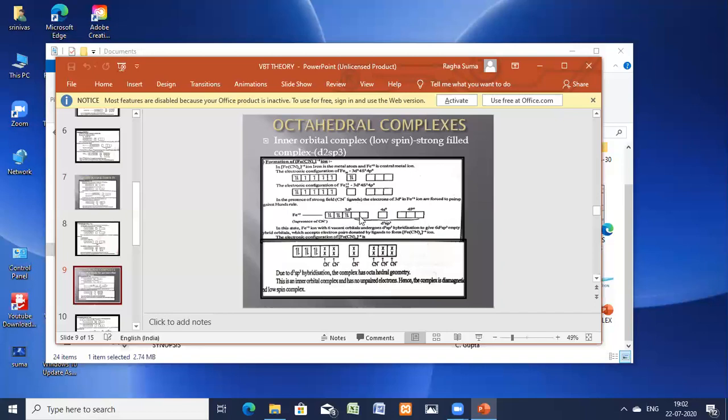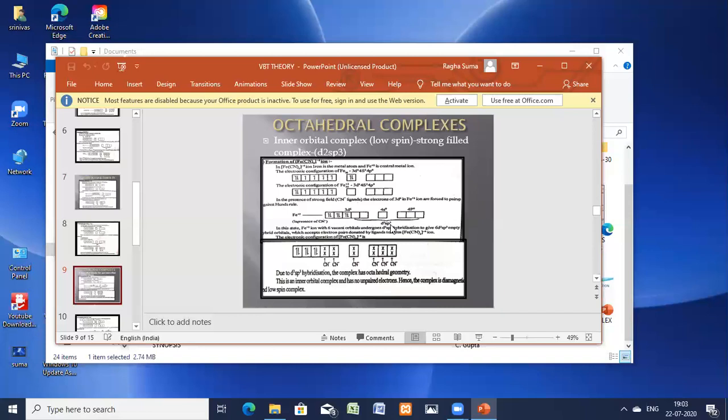d2, (n minus 1) d2. N is 4, so 4 minus 1 is 3. So the inner orbital is involved here, the (n minus 1) d orbital. How many? 2 d's, 1 s and 3 p's. Totally 6 d2sp3 orbitals are involved in the hybridization. Therefore, iron has, after hybridization, 6 d2sp3 hybrid orbitals.